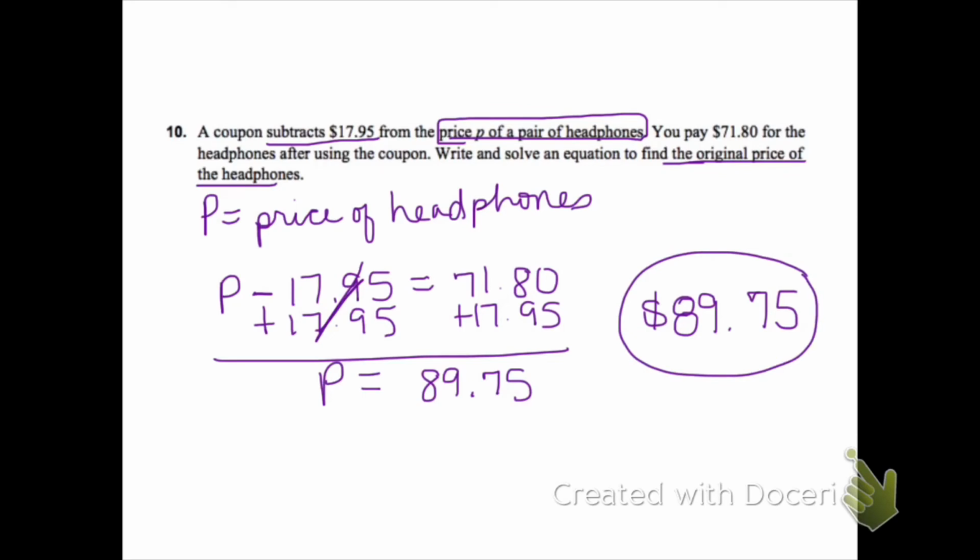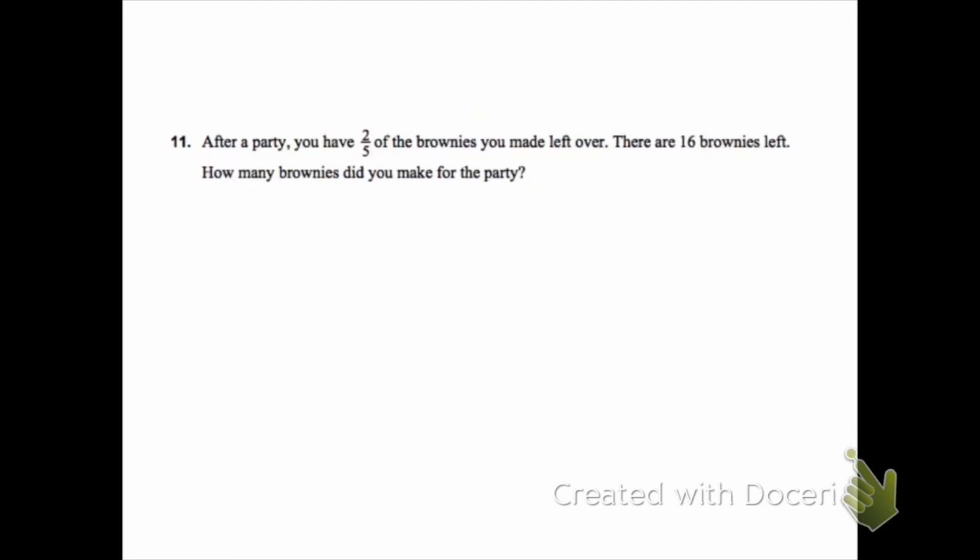And then you can check it. You could take your $89.75 minus the coupon. Do you get $71.80 to make sure that it makes sense? It also makes sense that the original price would be more than what we pay since we were saving money. All right, final problem. Again, if you want to pause the video and try this yourself and then come back in and check, you can. I'm going to just continue working forward so that the video doesn't get to be too long.